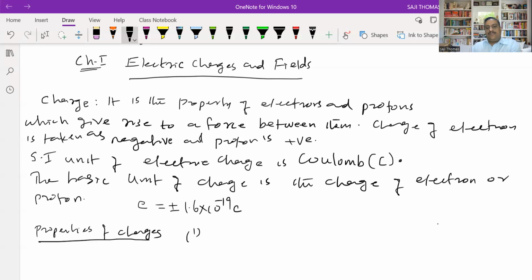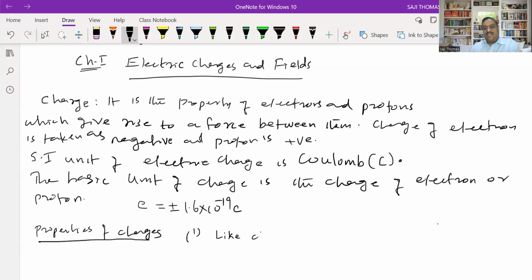First property, you all know, if two protons are brought together, what will happen? They will repel. If two electrons are brought towards each other, what will happen? They will repel. If a proton and an electron are brought near to each other, what will happen? They will attract. So like charges repel and unlike charges attract. This is one property.